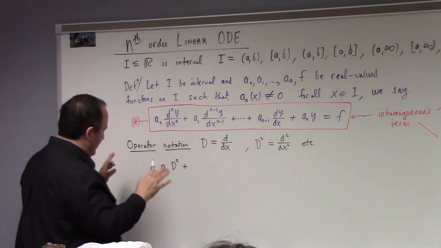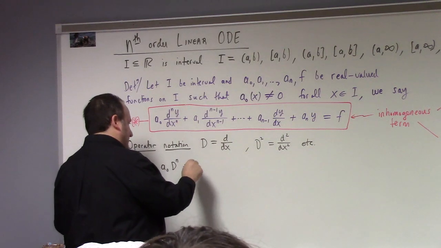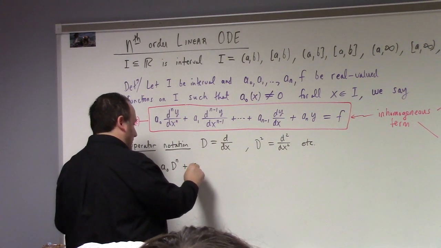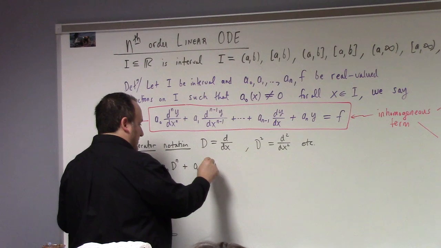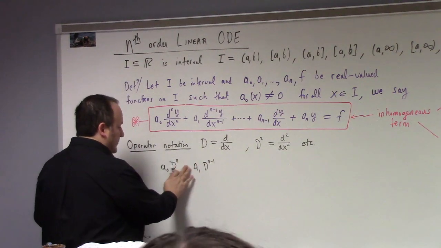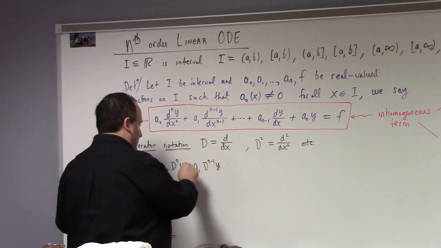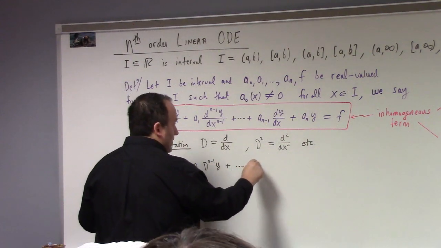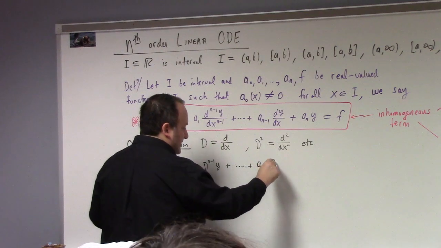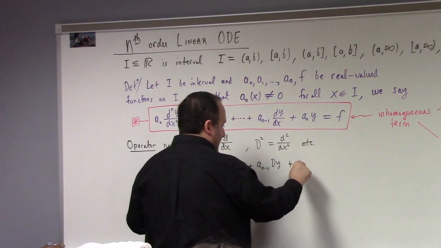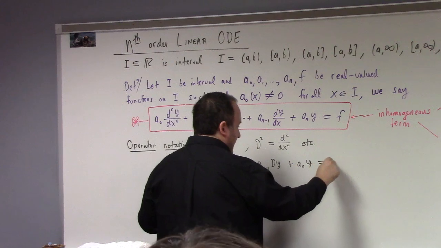All right, I'm gonna leave it. All right, a sub 0 plus a sub 1, d to the n minus 1. All right, this acts on y, right? This acts on y. A sub n minus 1 d acting on y plus a sub n times y, right, equals f.